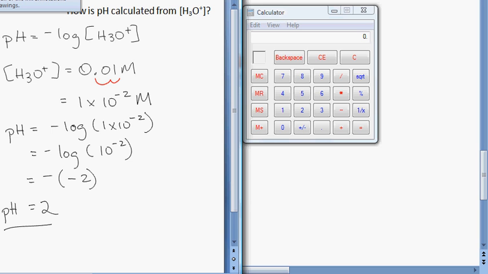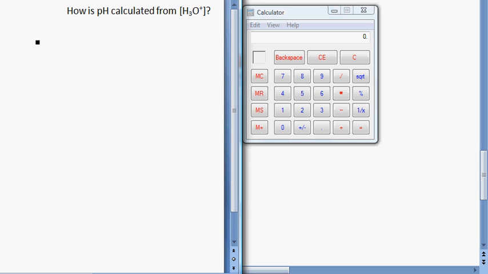Let's try one where we need a calculator. The hydronium ion concentration is 5.1 times 10 to the negative 11th molar. We need a calculator, but we can estimate. Based on our exponent, the pH is going to be between 10 and 11. So we can at least know that it is basic.